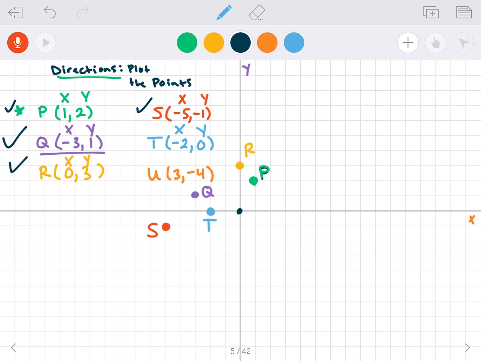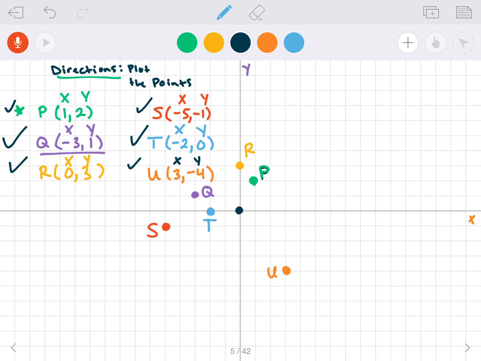All right. U says from the middle, go to the right 3, then go down 4. So from the middle, go to the right 3, 1, 2, 3, then go down 4, 1, 2, 3, 4. So here I am at U. So that is how we can plot all of these points.